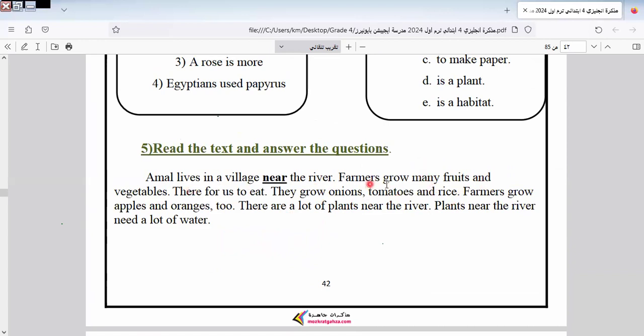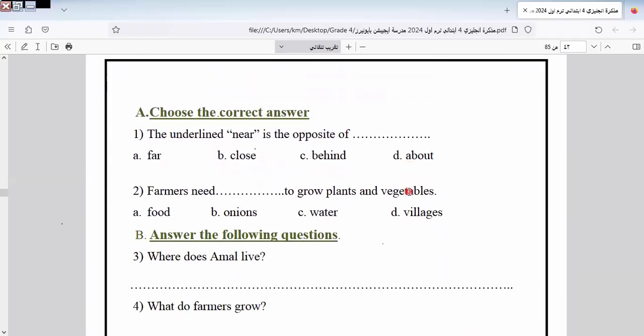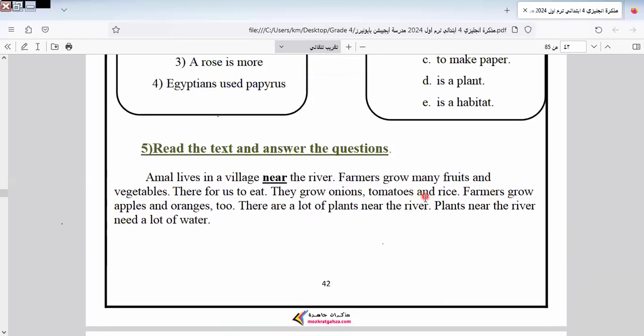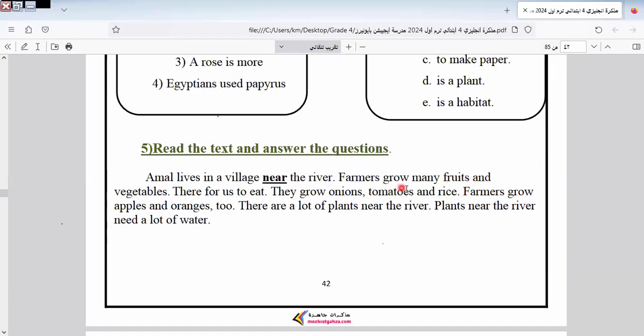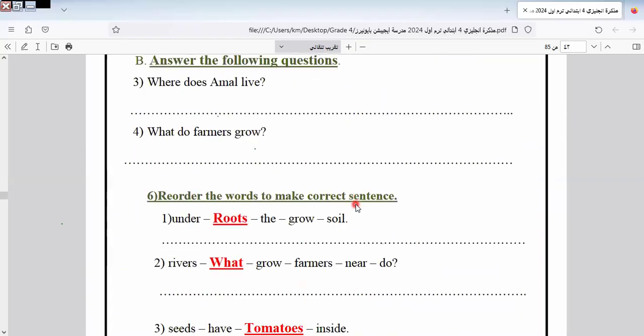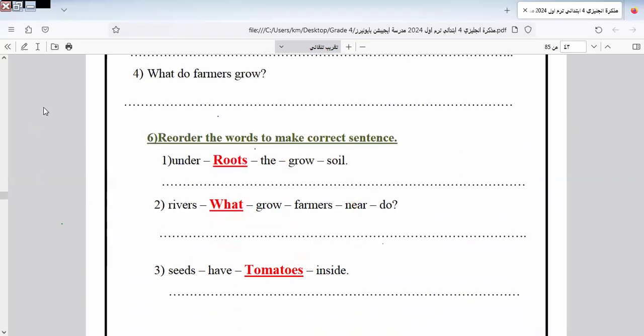Okay, grow. So we can say a short sentence here. Farmers can grow what? Many fruits and vegetables. If you want to make the rest of the sentence, it is not wrong. Okay, say farmers grow many fruits and vegetables. It is brief, it's enough to say that. Here we have subject plus verb plus object.